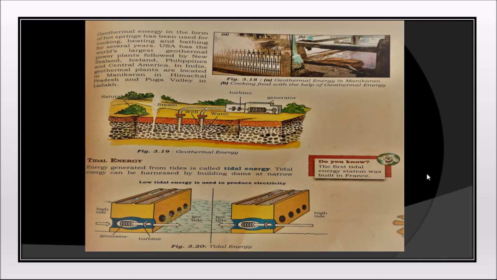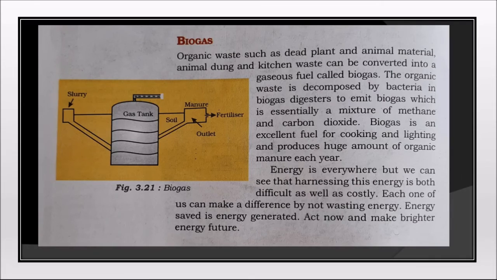Now, the last content in this chapter is biogas. You can see the picture here: gas tank, soil, manure, fertilizer, outlet, and everything. Let us read the textbook part from the biogas. Organic waste such as dead plant and animal material, animal dung and kitchen waste can be converted into a gaseous fuel called biogas.